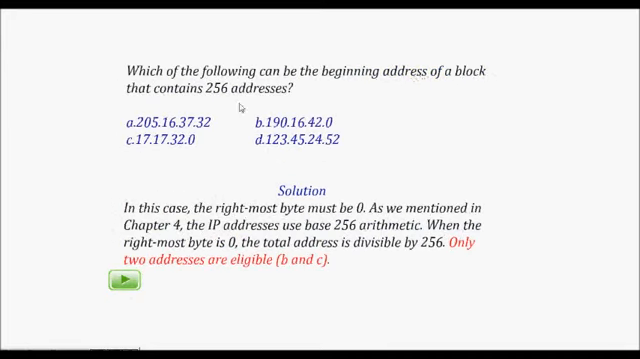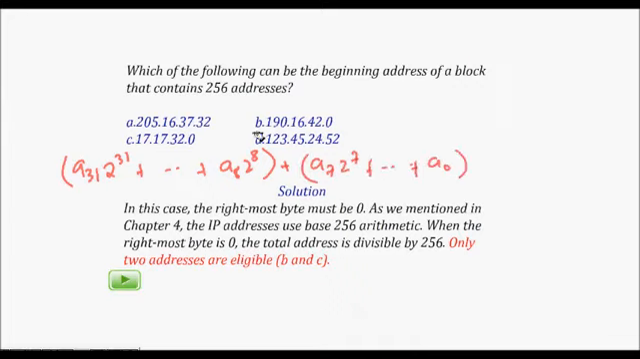Now it says which of the following can be the beginning address of a block that contains 256 addresses. Again, 256 is 2 to the power of 8. So A31 2 to the power of 31 plus A8 2 to the power of 8, till here everything is divisible by 2 to the power of 8. So this one becomes A7 2 to the power of 7. This is just the last byte. If this is divisible by 256, your answer is divisible by 256.